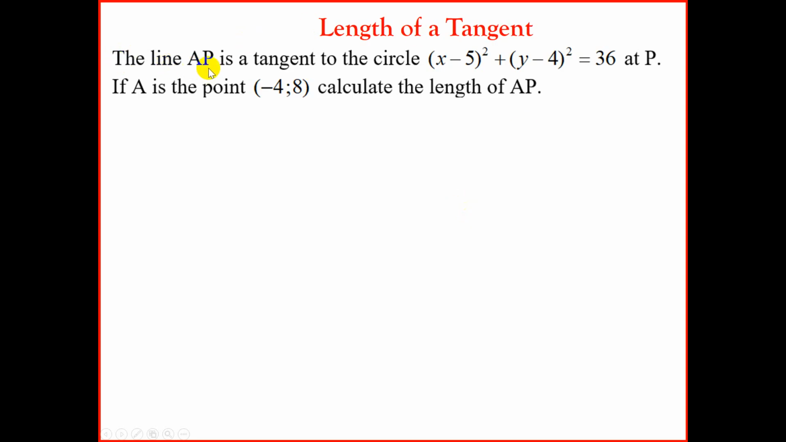The line AP is a tangent to the circle (x − 5)² + (y − 4)² = 36. If we pause at this point, we can determine the center, which is (5, 4), and we know that the radius of this circle will be the square root of 36, which is 6.